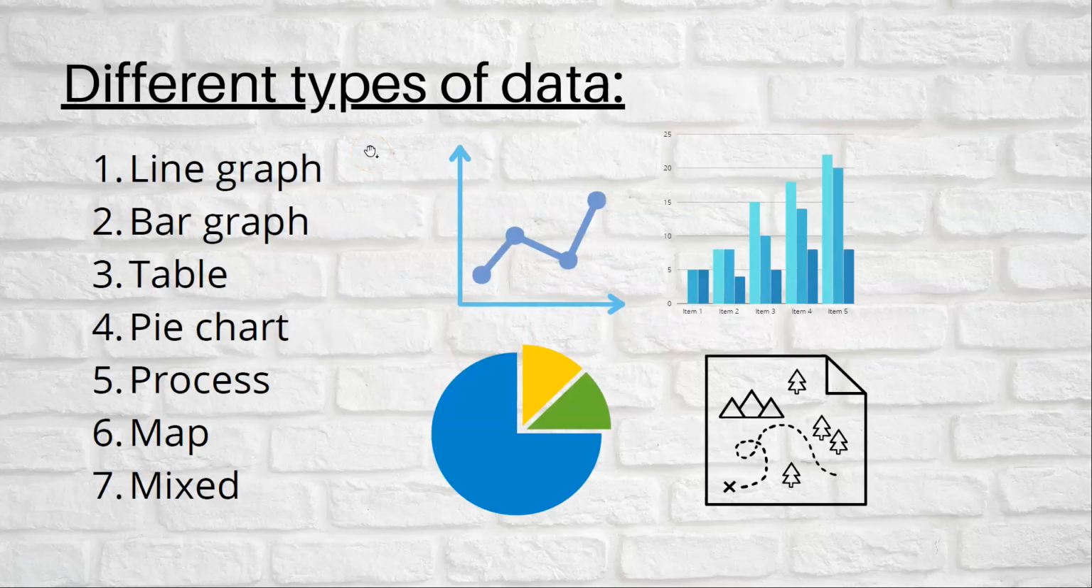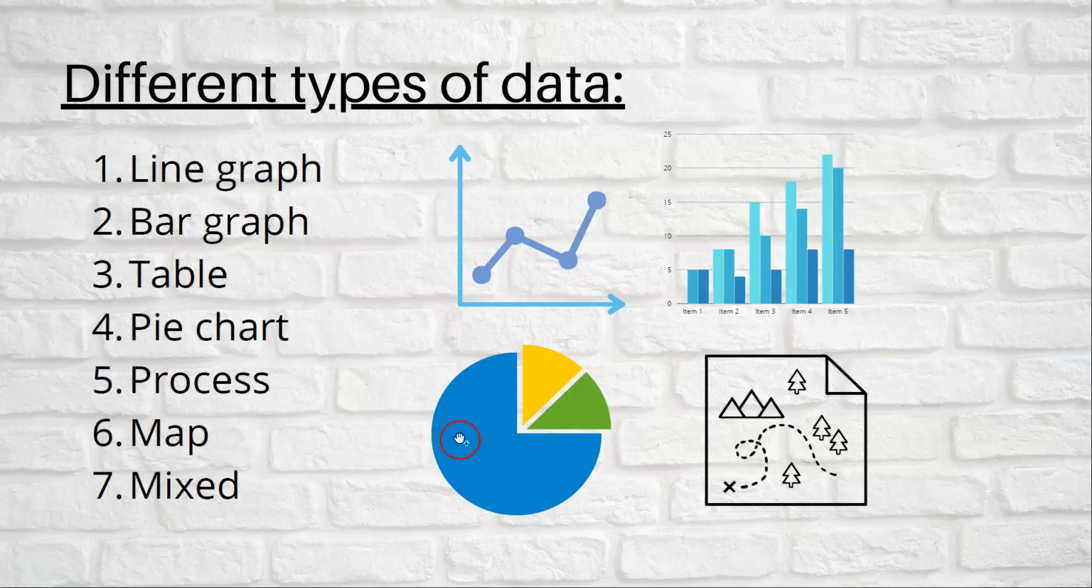So, understanding the different types of data. There are 7 different types of data that are asked in the IELTS exam academic module: line graph, bar graph, table, pie chart, process, map, and mixed data. So mixed data means that any of the combinations can come. Mixed data is a little bit complicated for students in the beginning, but once you get enough practice, it also becomes just as easy as any single type of data.